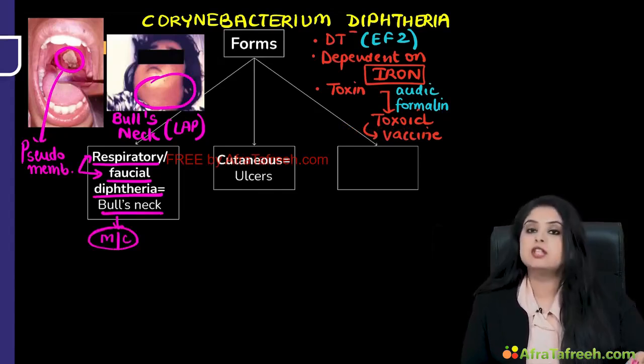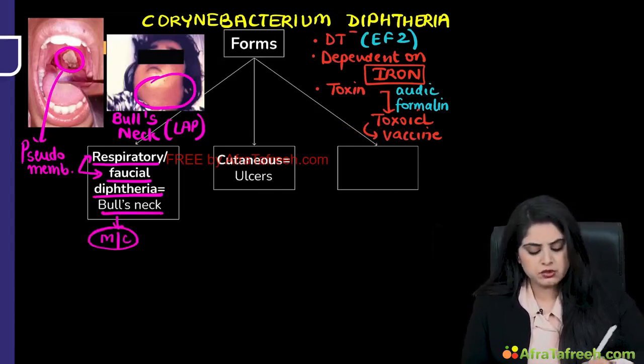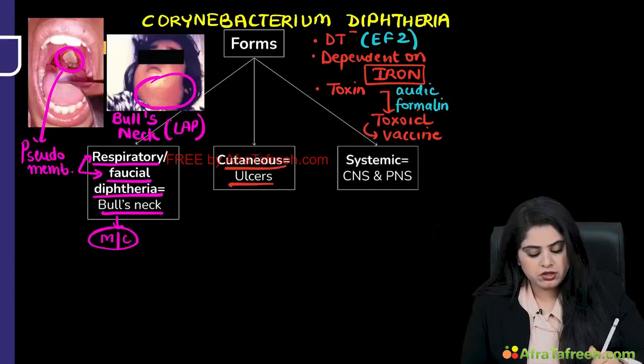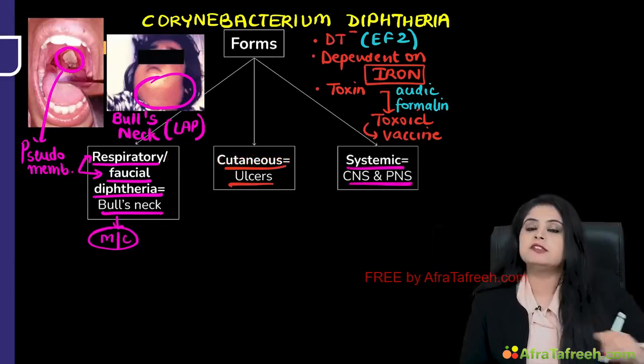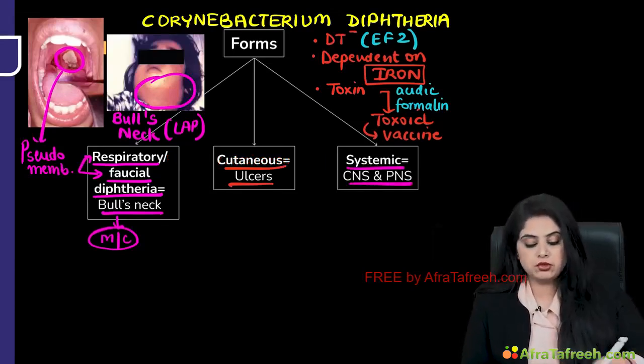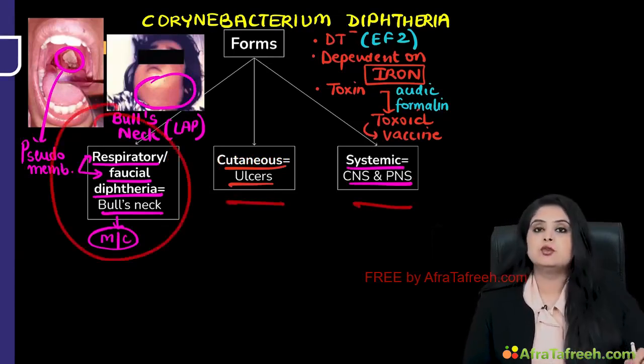Other than this, we have the cutaneous forms. Cutaneous means that the patient is going to have ulcers, and if multiple organs are affected, especially the nervous system, CNS, PNS, that is systemic. So most commonly respiratory, then we have cutaneous and systemic.